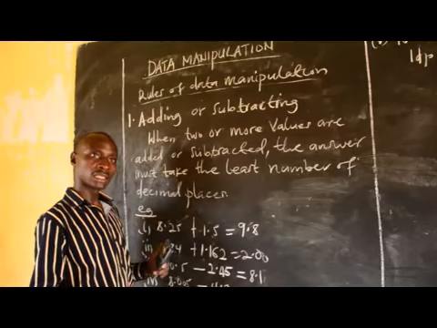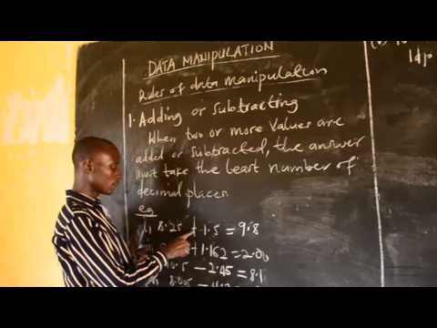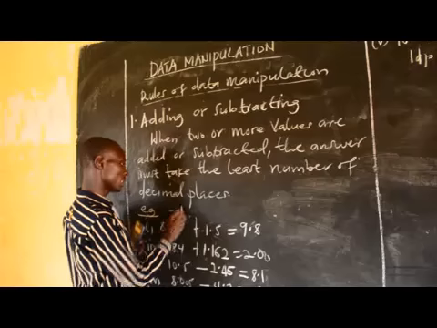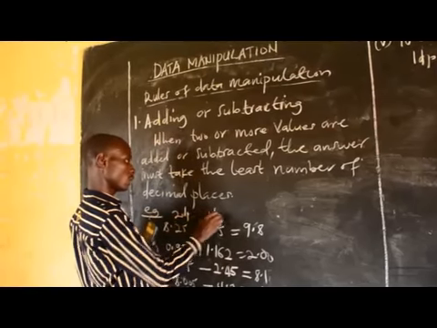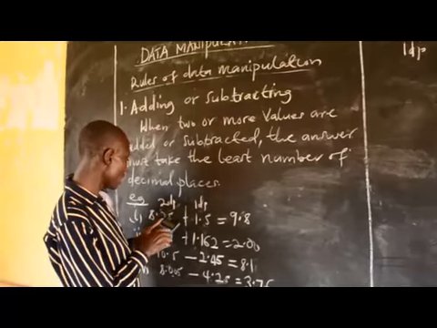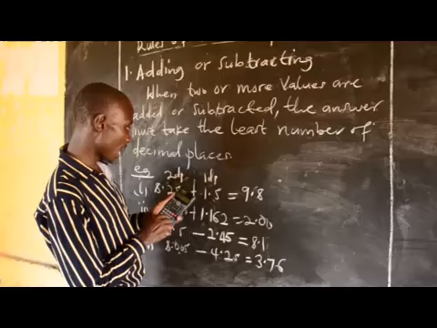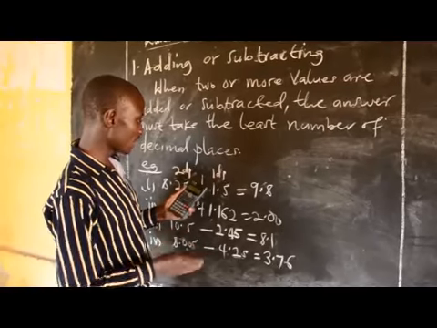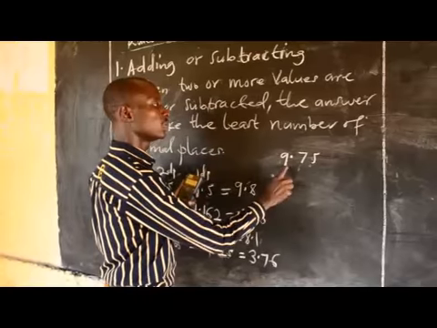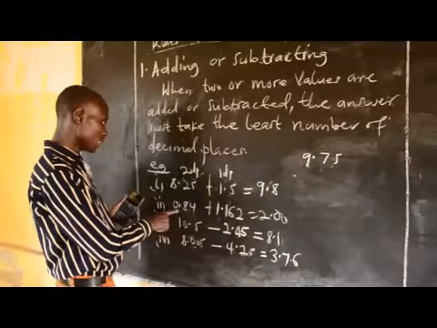The same thing applies with subtraction. Let us see here. I'm adding 8.25 to 1.5. This is to two decimal places, and this is to one decimal place. My answer will have to be to one decimal place. When I press on the calculator, 8.25 plus 1.5, what I'm getting is 9.75. But I have to round this to one decimal place.